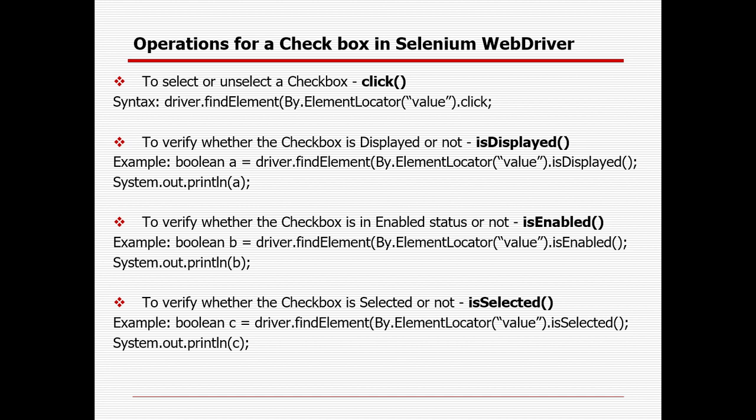First, we can select or unselect the checkbox. If you click one time, it will be selected. If you click again, it will be unselected, right? So to select or unselect the checkbox, we use the click operation. Similarly, to validate whether it's displayed or not, we use isDisplayed. Whether the checkbox is enabled or not, we use the isEnabled method. And whether the checkbox is selected or not, we use isSelected. After the checkbox is selected, it will give you true. If you uncheck it, or if you did not check it the first time, isSelected will be false.